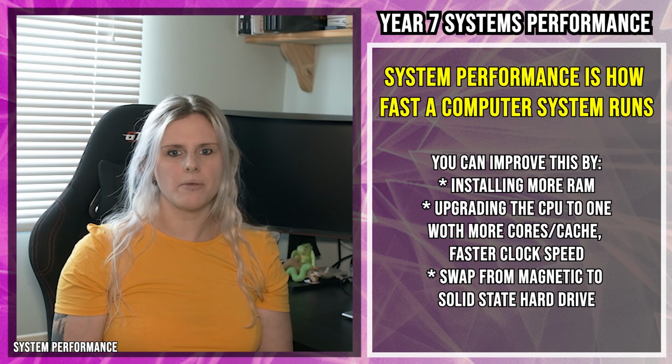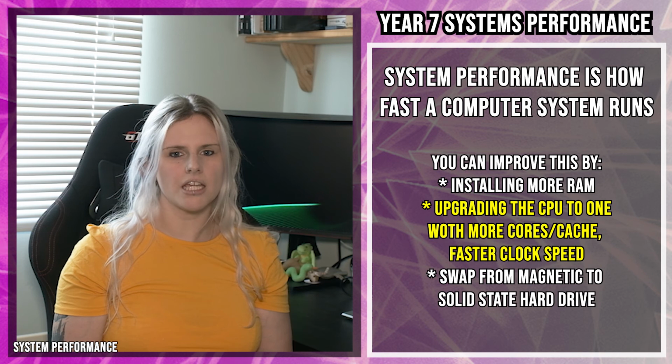So system performance is how quickly a computer system runs, and there are 3 things you can do in order to make sure your computer is running faster. The first thing is you can install more RAM. The second thing is you can upgrade the CPU. The third thing is you can swap from magnetic to solid-state hard drives.